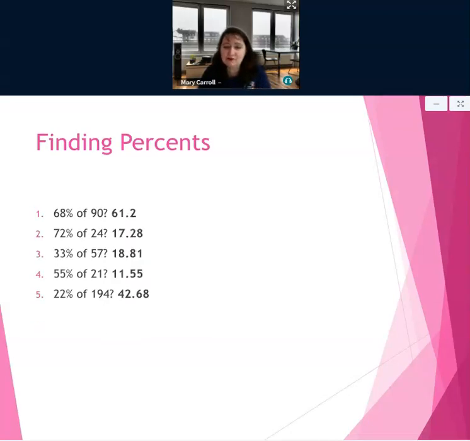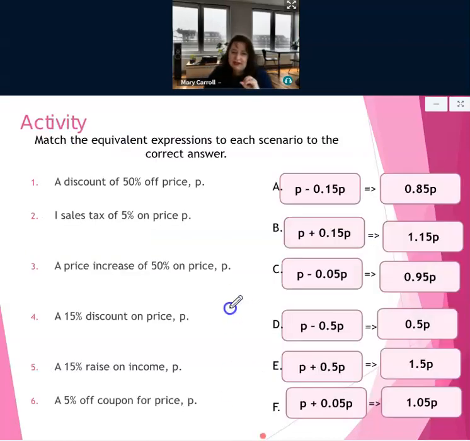All right, there are my answers. A little more decimals than the previous one, but still not too bad. Alrighty, so match the equivalent expressions to each scenario to the correct answer, okay? You have a discount of 50% off, okay? If you have 50% off, then that means you're going to actually pay 50%.